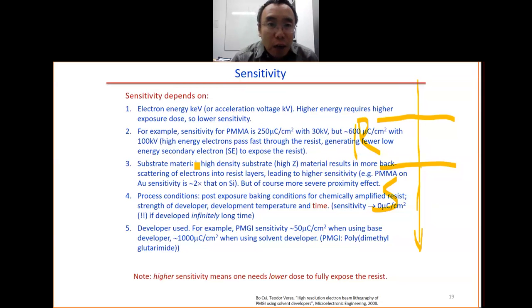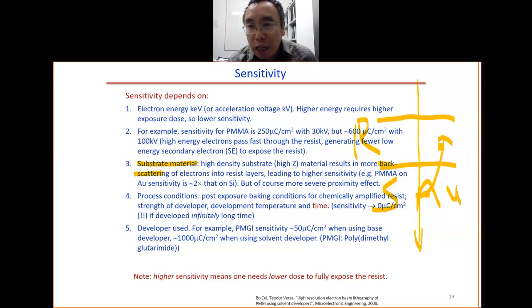The sensitivity also depends on the substrate material. As you can imagine, I said the substrate is silicon, but if the substrate is gold, we know that gold is a very heavy metal with a high atomic number. So there will be a lot of backscattering. When electrons come in, there will be a lot of backscattered electrons.